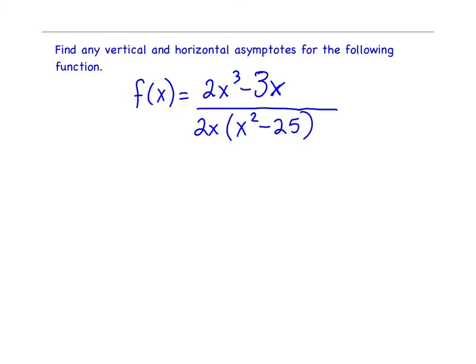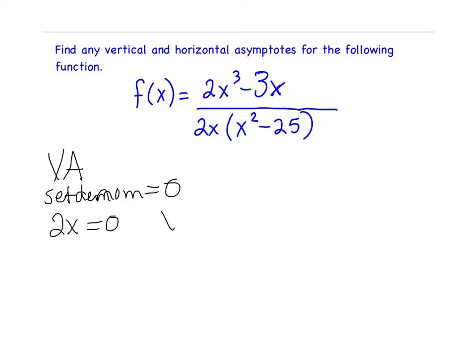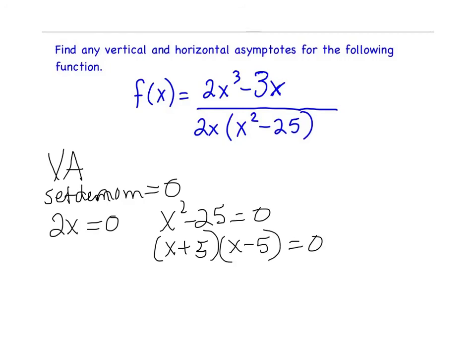Okay, quickly, to put these two together, to find a vertical asymptote, you set the denominator equal to 0. So I'm going to set 2x equal to 0 and x squared minus 25 equal to 0, which of course you could factor, or you could solve it the other way. I'm just going to factor it. So x is negative 5 and 5.